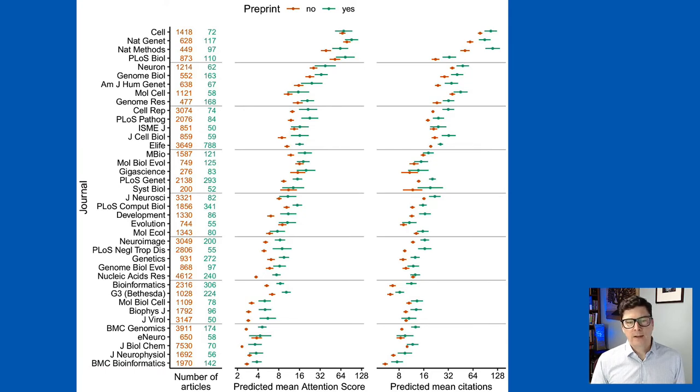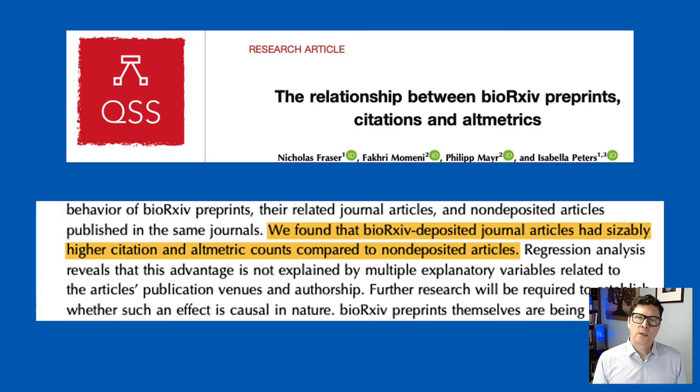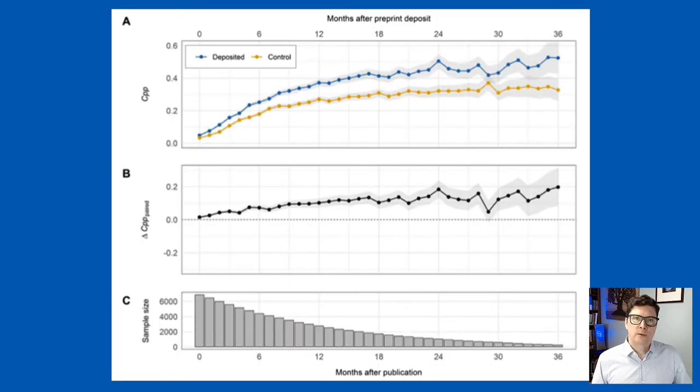Now, sometimes they're not very much higher, but overall, they average higher. Another article that looks at this same research question was published in QSS, and it's about the relationship between bioRxiv preprints, citations, and altmetrics. In this article, they found that bioRxiv-deposited journal articles had sizably higher citation and altmetric counts compared to non-deposited articles. And their data for that is shown in this figure.